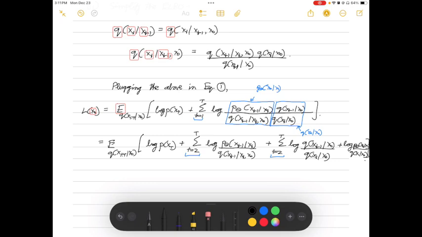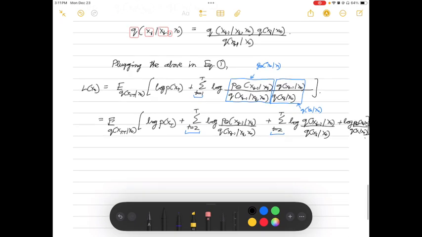If you have any doubts on how we arrived here, it will be a good time to pause the video and revisit this step carefully. Okay, now that we have this objective simplified, we will individually simplify each of these terms to arrive at a much simpler objective.